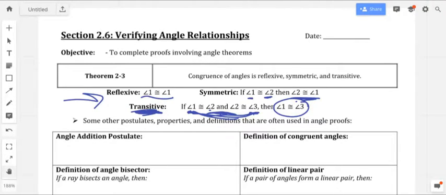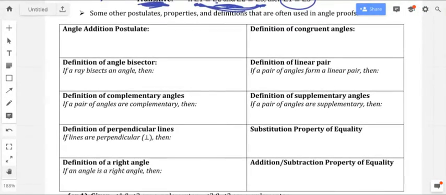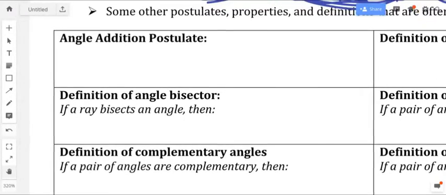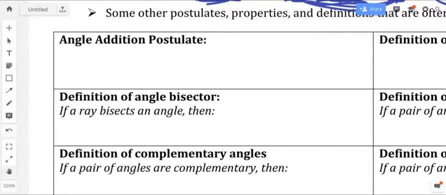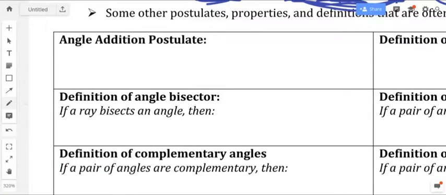So that's those first theorems. We already know those though. So now the rest of these, none of these are new. They're just, we haven't used them in proofs yet. So some of them are similar to ones we did in segment proofs. So to start, we have angle addition. Angle addition postulate is pretty similar to segment addition postulate, except now instead of adding small segments to a bigger segment, we're adding smaller angles to a bigger angle.